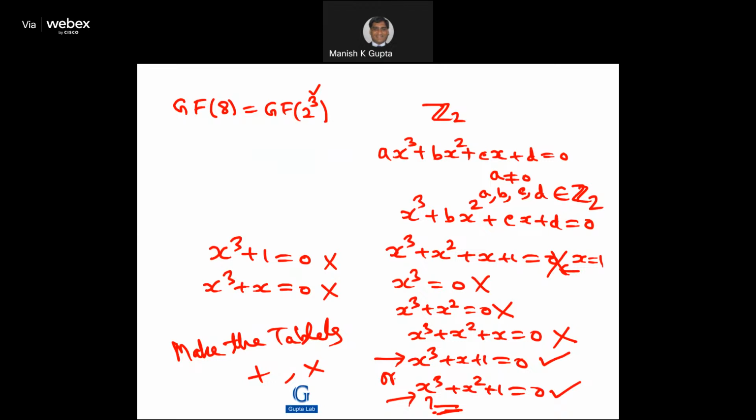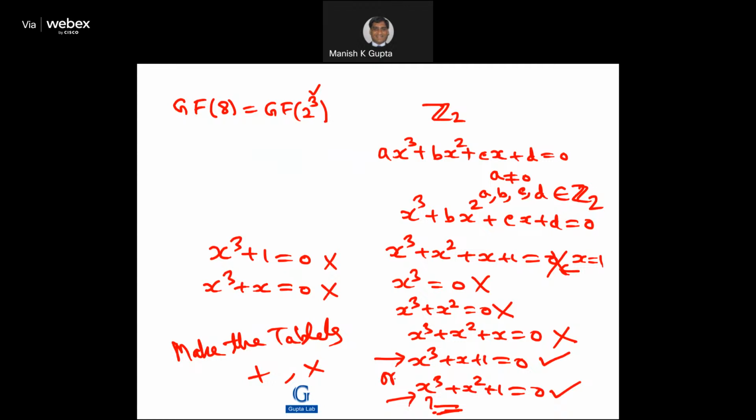Anyway, so now, again, A, B, C, D. There are 2 choices for each. So how many choices? A is, of course, having only 1 choice because A should be non-zero. So A is 1. So the equation is x cube plus bx square plus cx plus d. Now B, C, D have 2 choices each. So there will be how many? 8 equations. Got it? So now we can write down all these equations. I think I have written all these 8 equations. Now let us check which one is going to work.